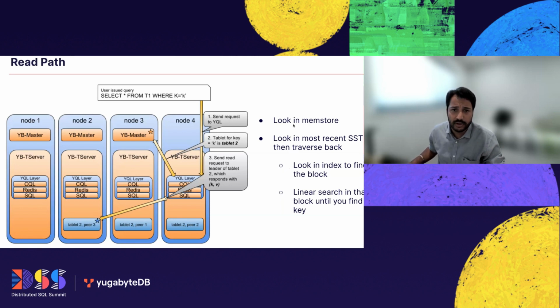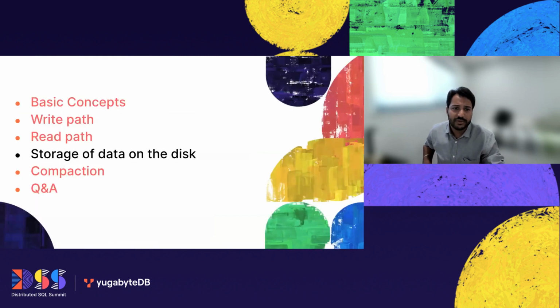So the first step it does is to look for that key in the mem store. If that key is not found in the mem store, the leader starts by looking into the most recent SST file and then traverses backwards from there. Within the SST files, we already talked about how the data is stored within blocks, in index as well as data blocks. So within the SST files, the tablet leader is looking for a particular index, and then based on the index, it knows which data block to look into, and then it does a linear search on that data block to find that key. So that was the read path.